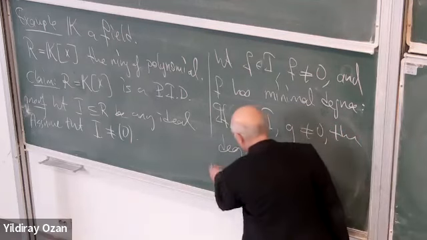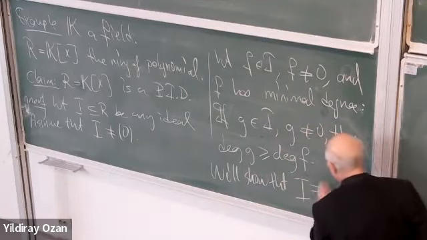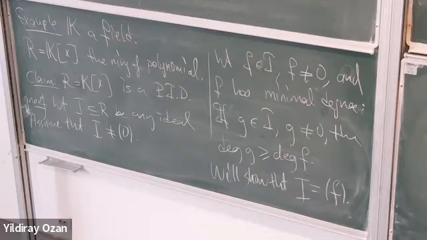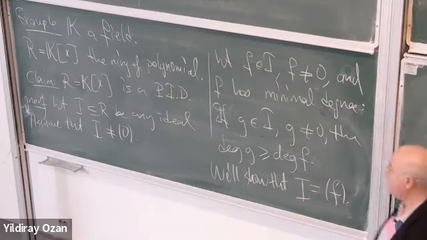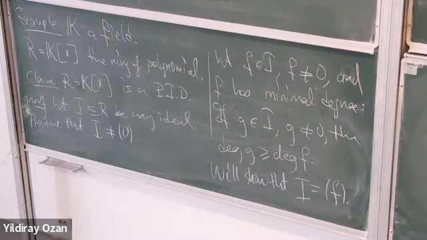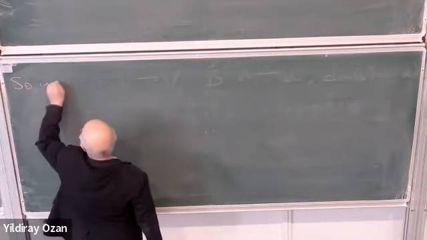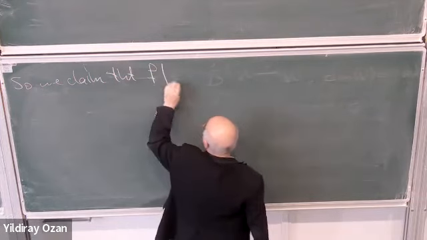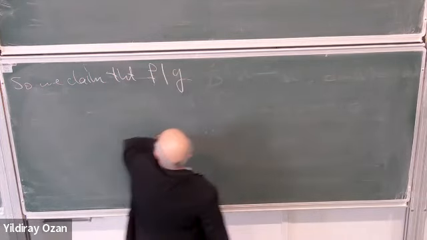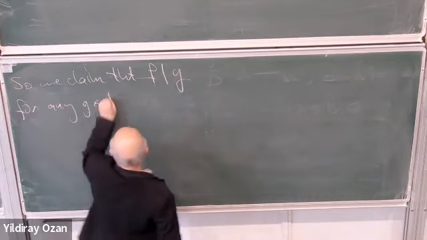So we will show that our ideal is generated by this F. In other words, F divides every element in the ideal. So we claim that F divides every G, for any G in I.